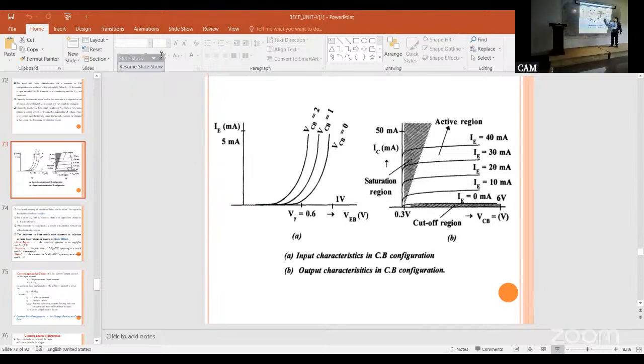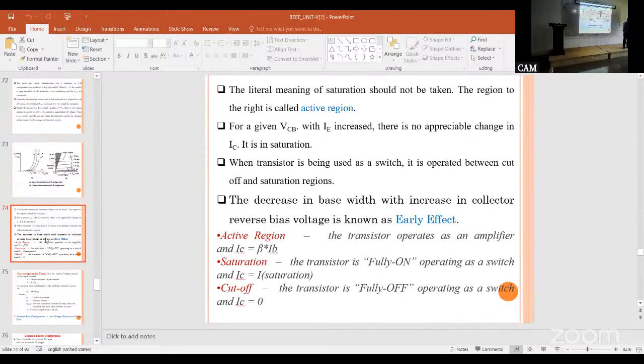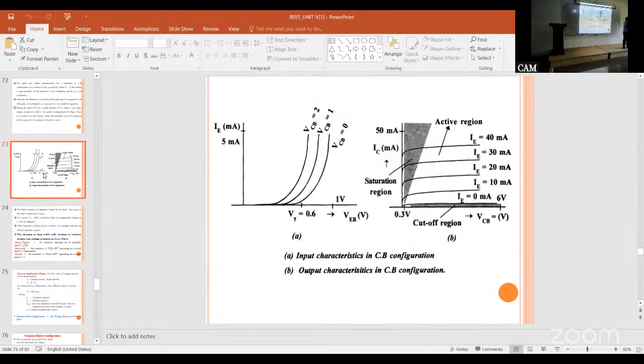As the emitter current, the input current, increases to different values, the collector current varies. For different emitter currents, as the value of emitter current increases, the collector current increases. This is the curve for collector current. What is the output voltage? Collector base voltage. What is the output current? Collector current. So for different values of input current, we get the collector current like this.